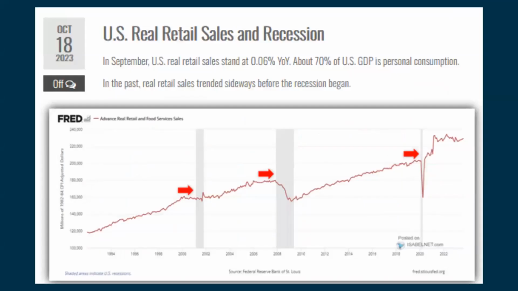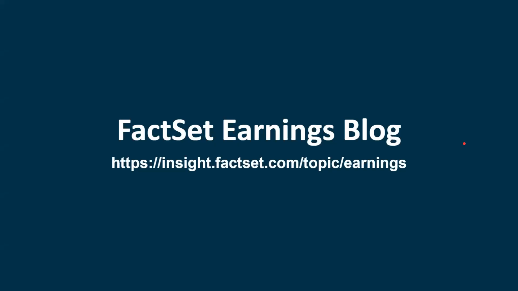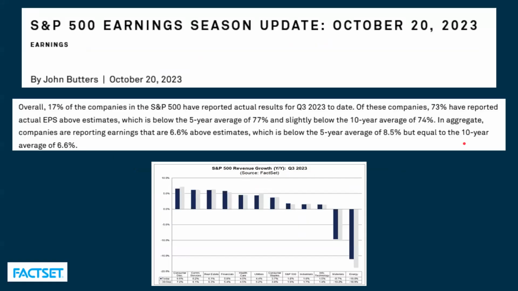Then looking at retail sales, this is 70% of the U.S. economy. This chart's a few days old now, but we did have retail sales come out this past week. If we were really going to run into some problems, retail sales would be going down, and we've actually continued to go up. Looking at FactSet, they just had one blog post on Friday.